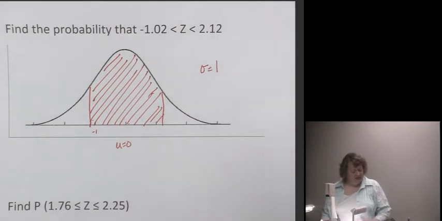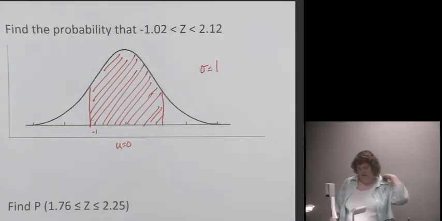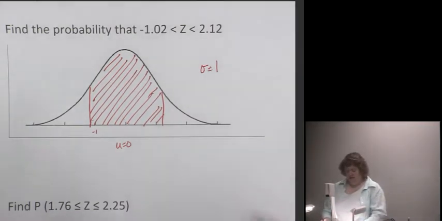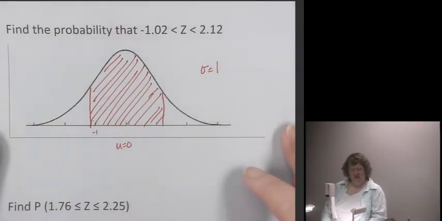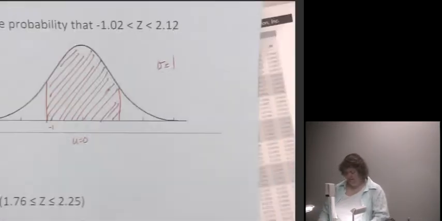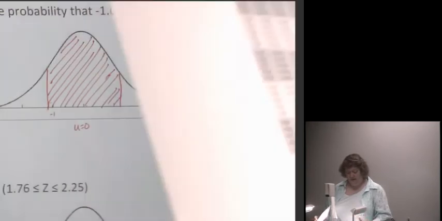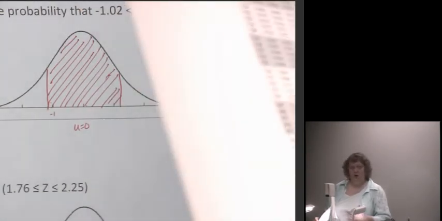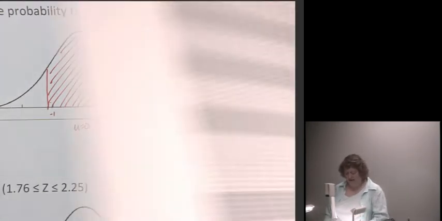Now I'm hoping that this shows up with some color that I'm going to use, so bear with me if it doesn't. We'll do the best we can. But here's what we're going to do. We're going to first look up the larger number at 2.12. And it doesn't matter whether both of these are negatives or both of these are positive or one of each. The process will be the same.